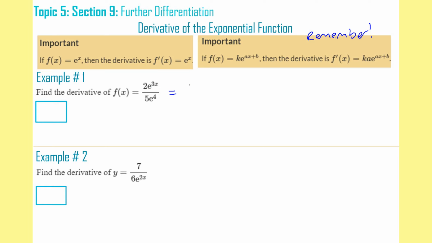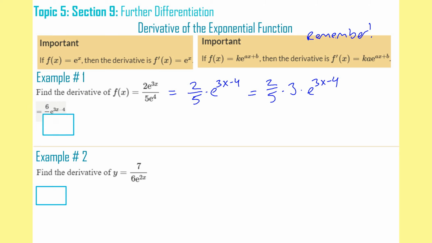So the first one, we first want to make it as e to the power. So rewrite this as 2/5 times e to the 3x minus 4. And so now when we take the derivative, all we have to do is take whatever's multiplying by x, bring it out front. So this would change to 2/5 times 3 times e to the 3x minus 4. You simplify it, you make it look nicer. There we go. So it'd be 6/5 e to the 3x minus 4.